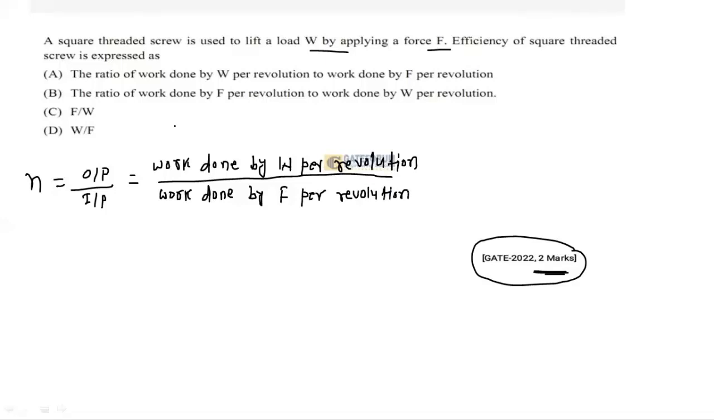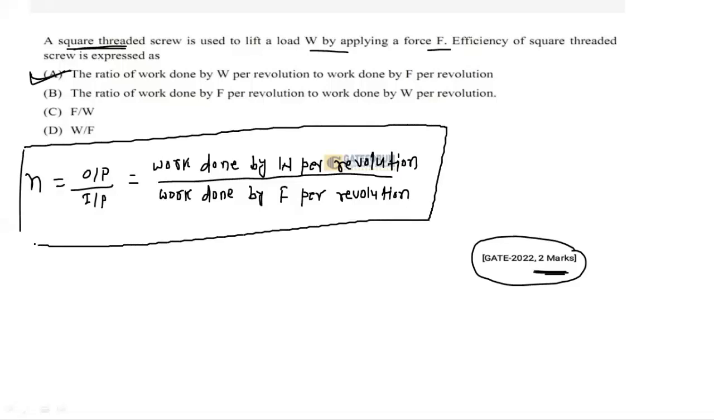And what will be the answer, my dear friends? A is the right answer. That has been taken from the square thread, and you could easily solve the question like that. That was an easy question, a gift to you from GATE, because it is just a formula-based question. You only have to remember the formula to solve this question.